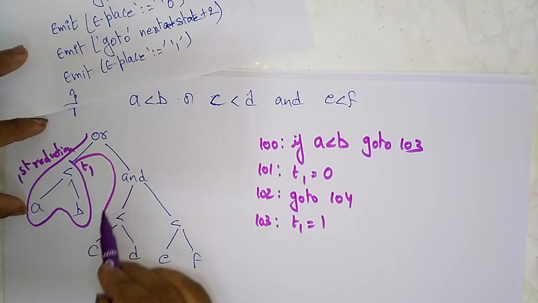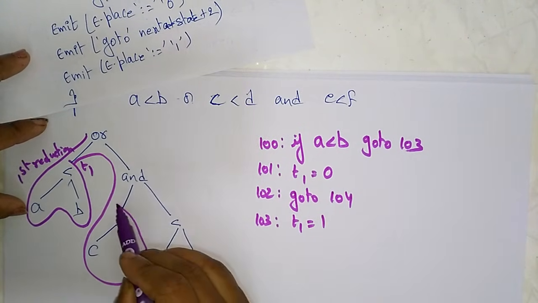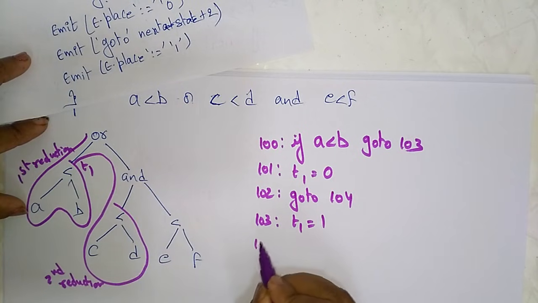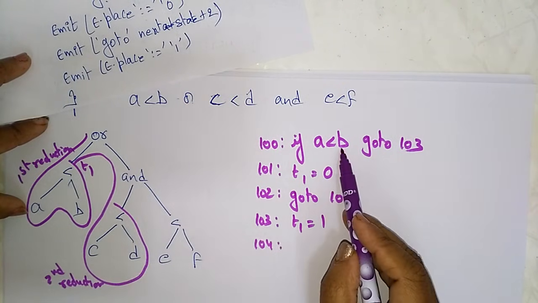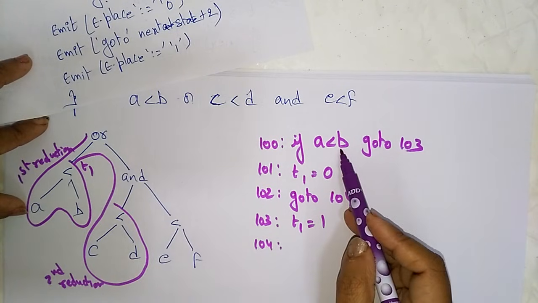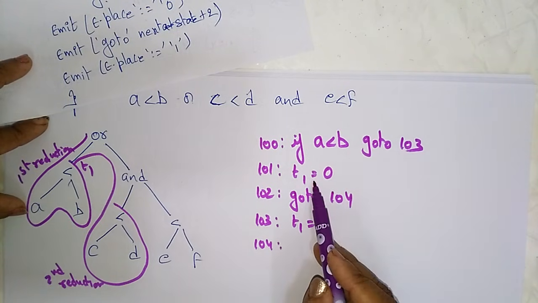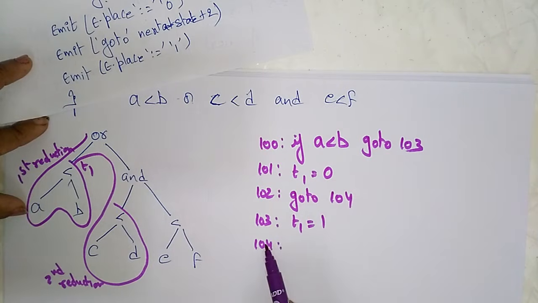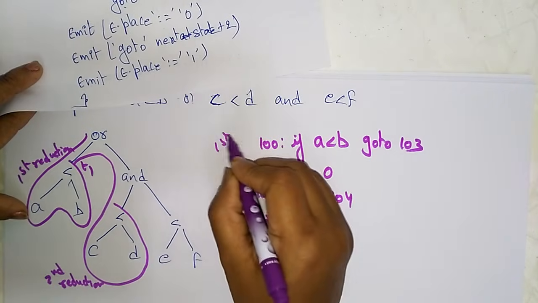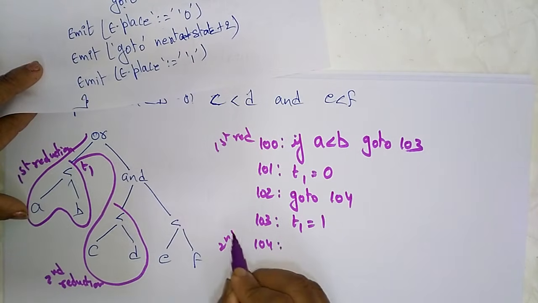Now coming to the second one. This is the second reduction in the relational operator, C less than D. So again check: if A is less than B, print T1 is equal to 1 and continue with step 104. Suppose A is not less than B, print T1 is equal to 0 and go to 104. So 104 has the first reduction and this is the second reduction.